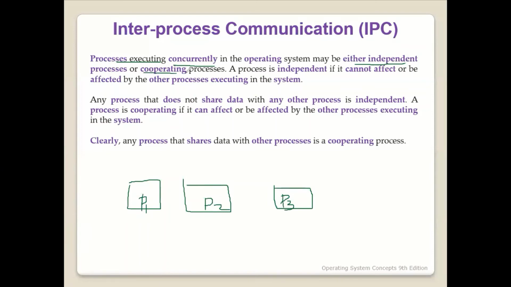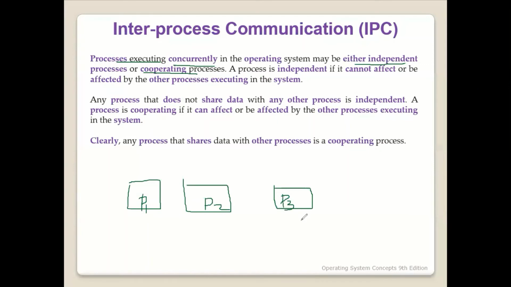Sometimes these 3 processes may be cooperating processes. Cooperating process means one process has to do something that has to be given to another process, something like that. They are dependent somehow. That is what you call a cooperating process.